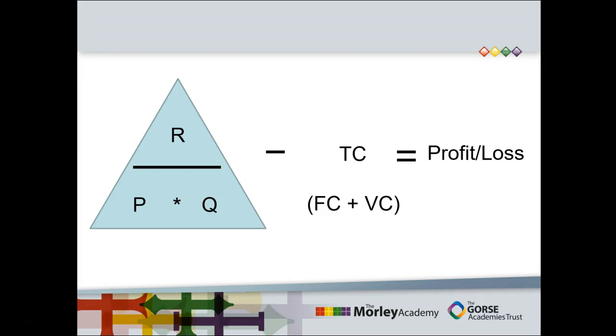But what they want you to understand in the exam is that by affecting one of these, it will have an impact on the others within the equation.